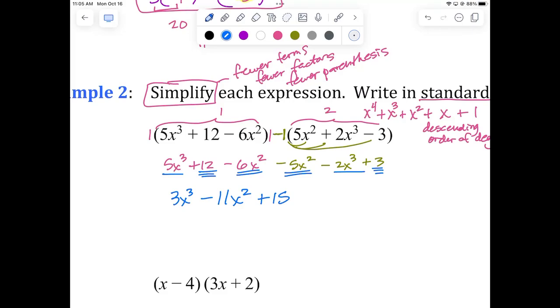It's going to end up being 3 terms for sure. The first term has 2 factors. The second term has 2 factors. And the last term has 1 factor, 15. That's it. We simplified.